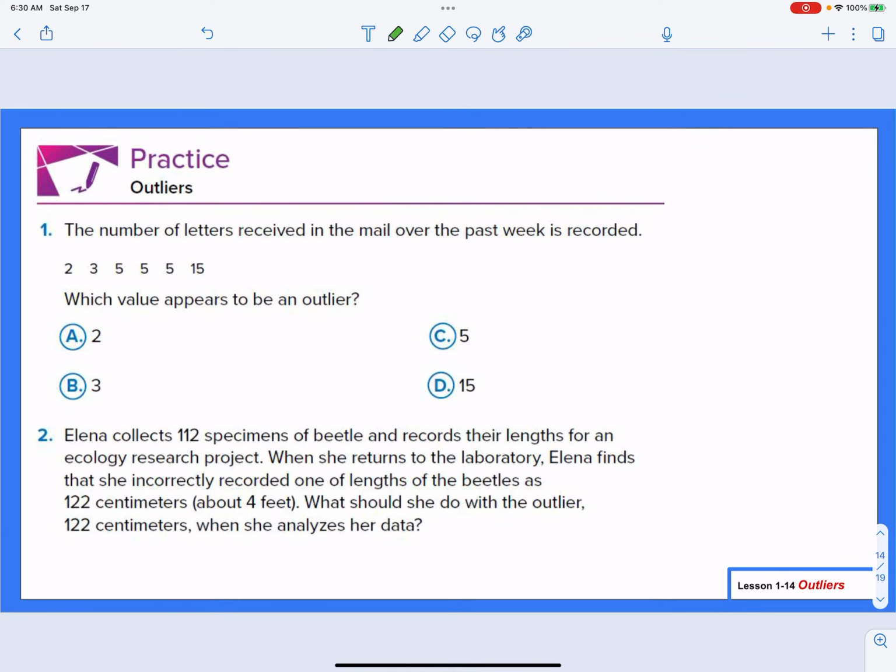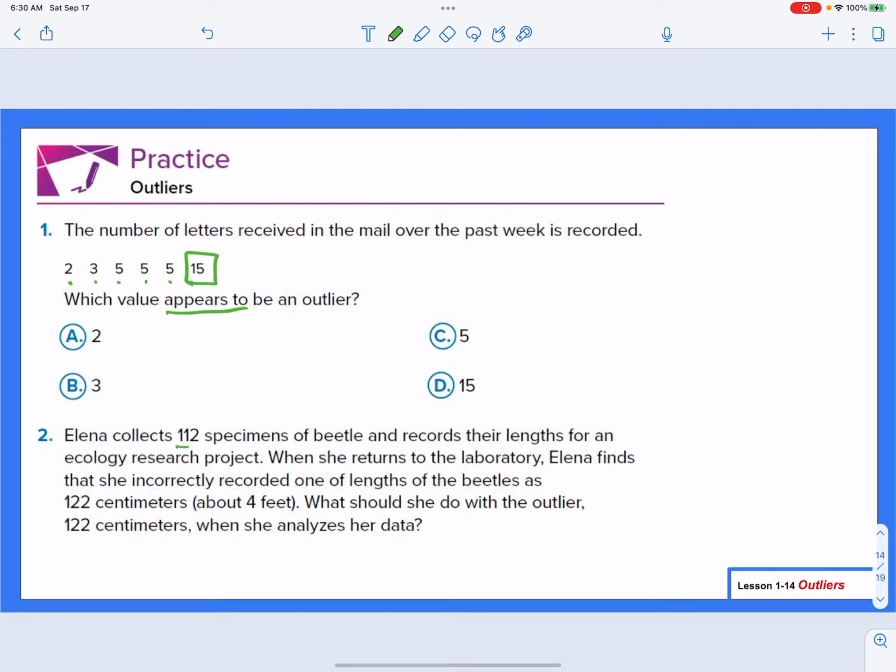The number of letters received in the mail the past week is recorded: 2, 3, 5, 5, 5, 15. Which one appears to be an outlier? Well, which one doesn't quite fit? Let's go with the one that's way out here. 15 makes the most sense.